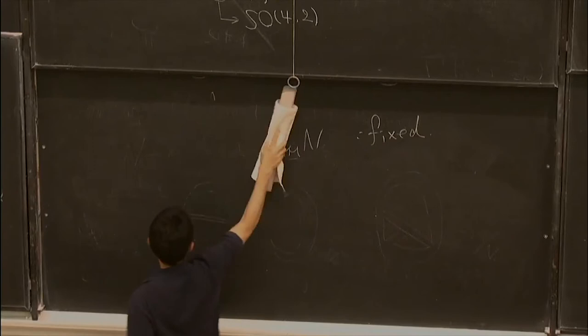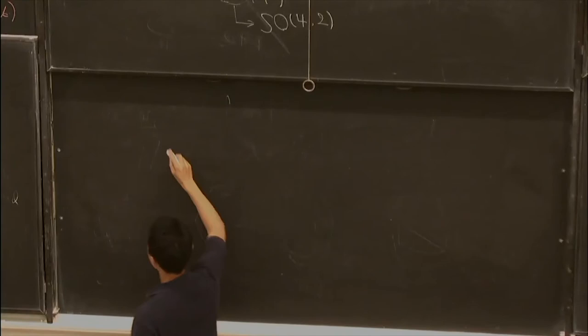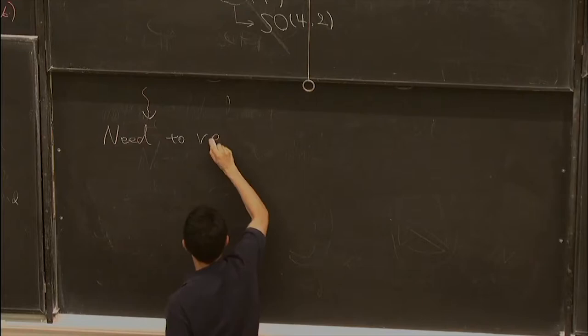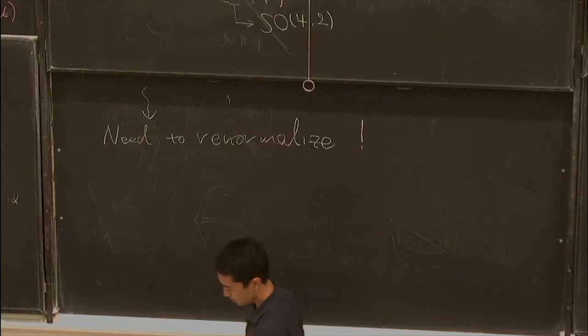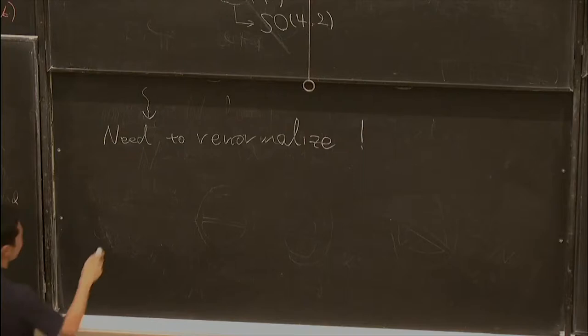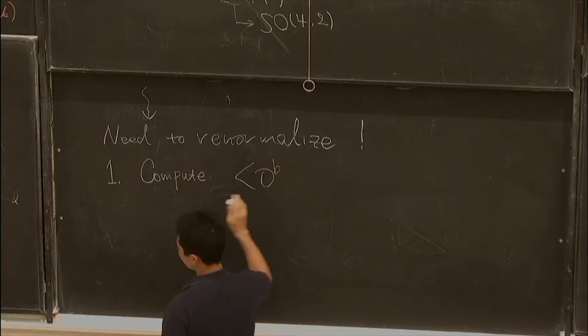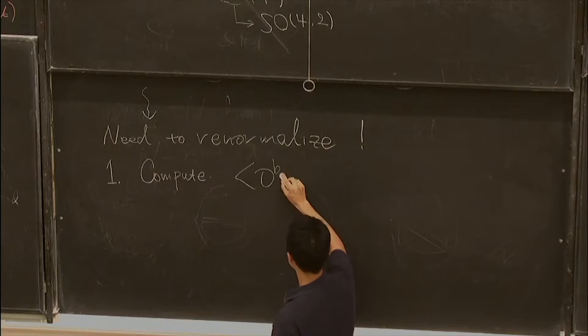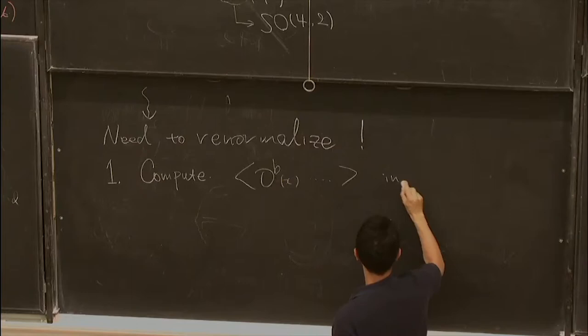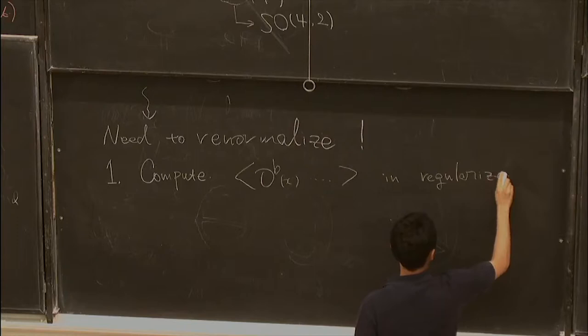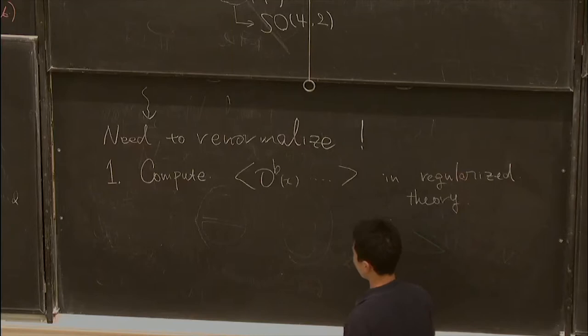Of course, we know how to cure this problem. It's just telling us that we need to renormalize. And how do we renormalize the operator? Of course, this is just a textbook computation, but let me explain the outline. The first thing you need to do is to compute the correlation function involving this O_B. The reason I put B is because this is the bare operator before the renormalization. Compute it in a regularized theory. If you do the computation naively, then it diverges, so you need to regularize. You can use dimensional regularization, or you can use some momentum cutoff.